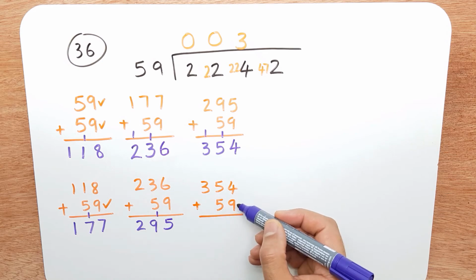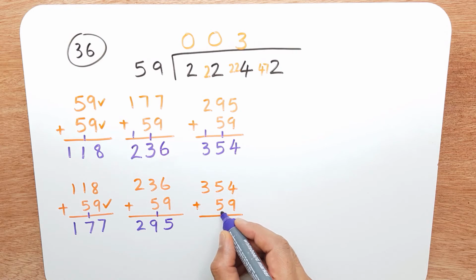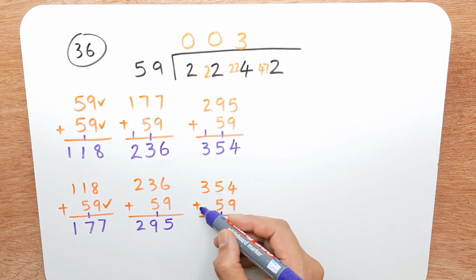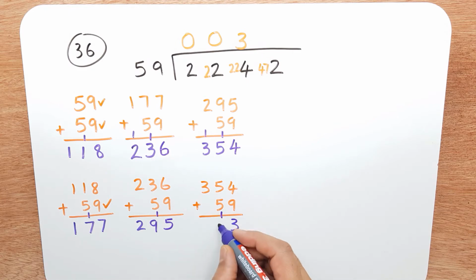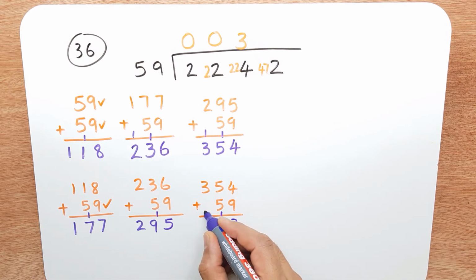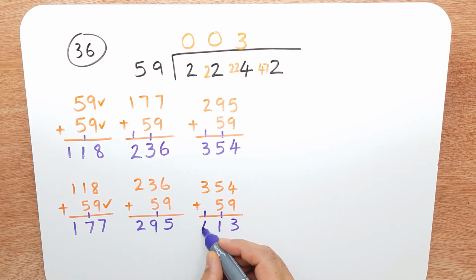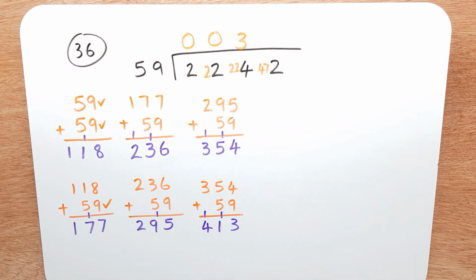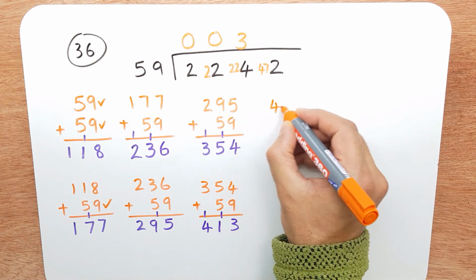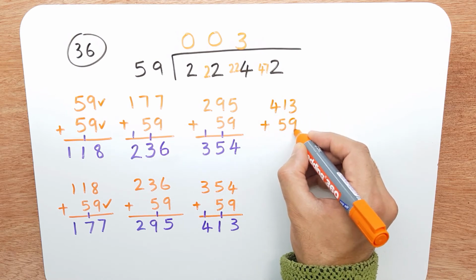4 add 9 is 13. Carry the 1. 5 add 5 is 10. Plus the 1 we've carried over is 11. Put the 1 down. Carry the 1 over. 3 add 1 is 4. So now we have 413. It's not quite there. So let's try one more. 413 add 59.